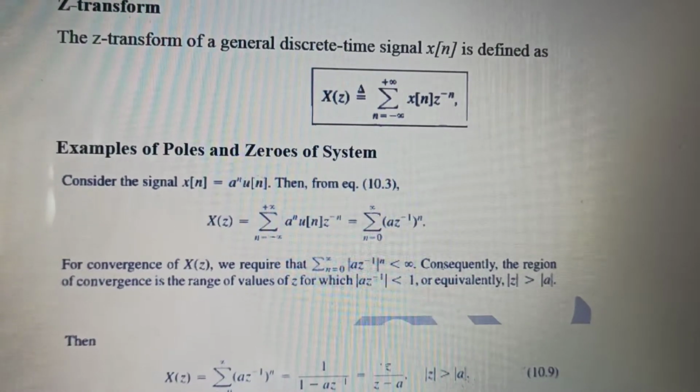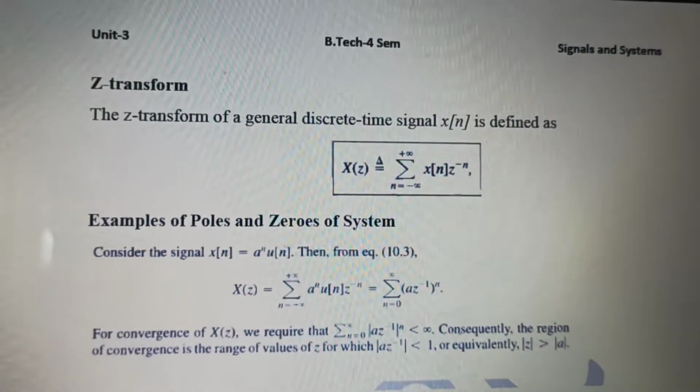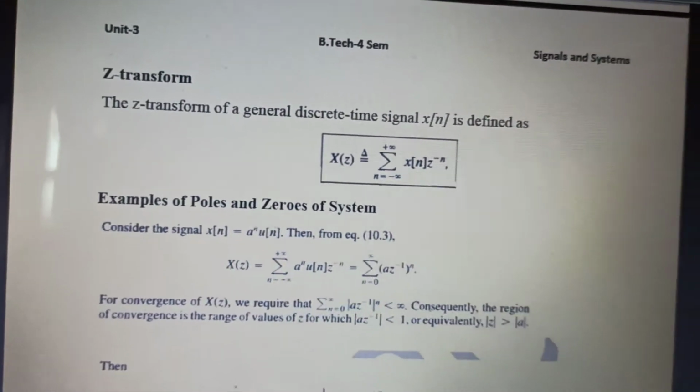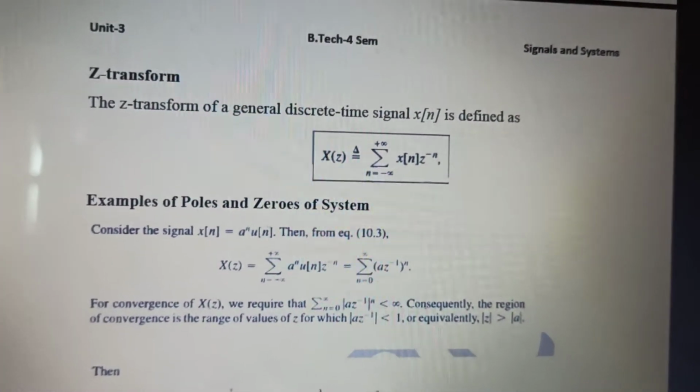So, the basic definition of the Z transform in this lecture. First of all, I want to shed light on what we are going to cover today.